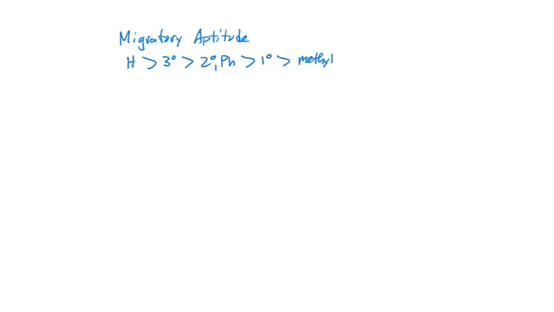So you saw on the previous slide I had a cyclohexane ring, that would be a secondary carbon, and I had a methyl. And so the secondary is going to have a greater migratory aptitude than the methyl, so it's more likely that we get the secondary to migrate. So let's look at a few examples here.